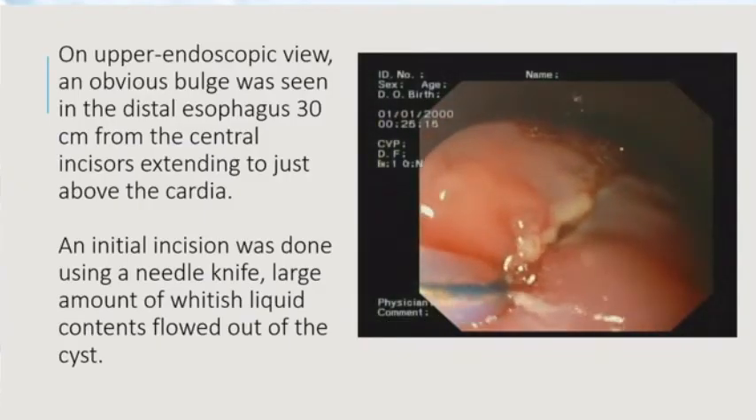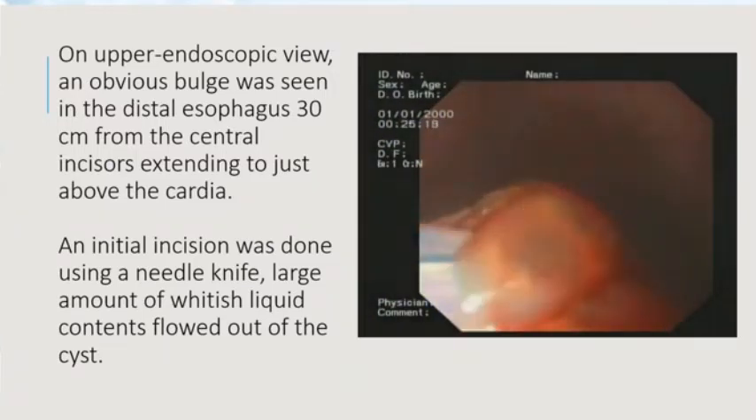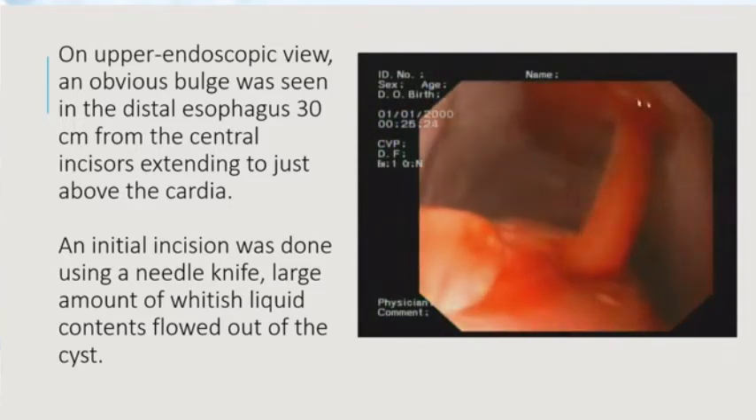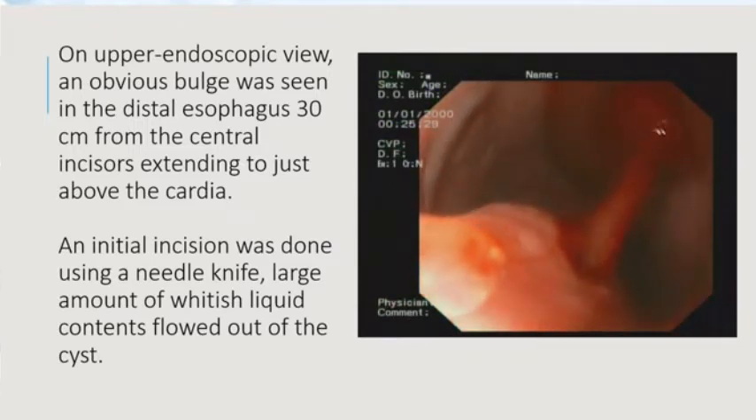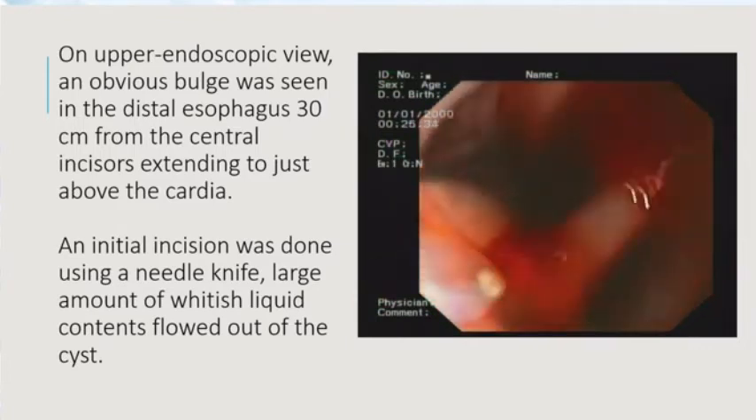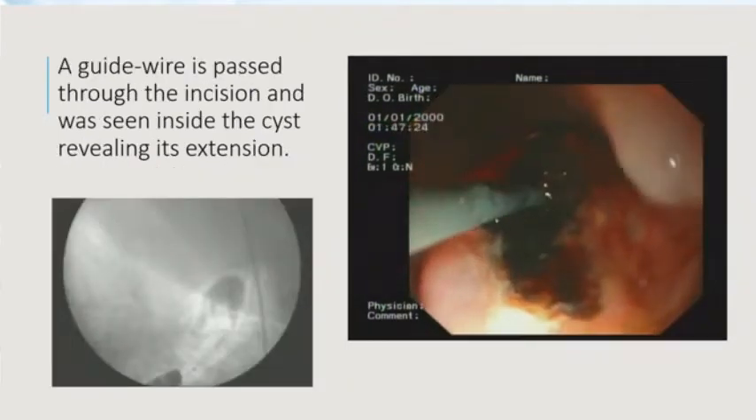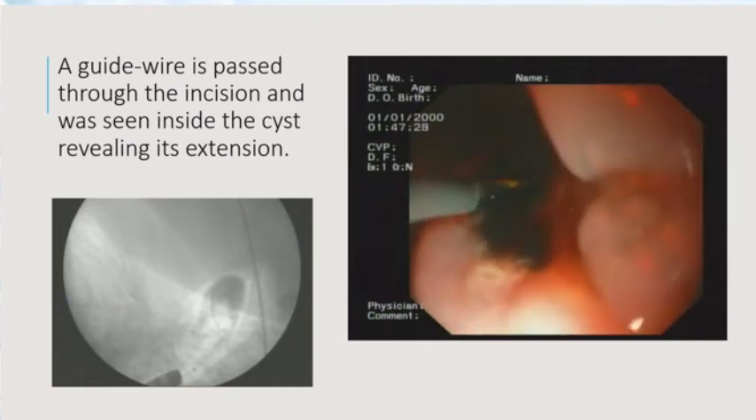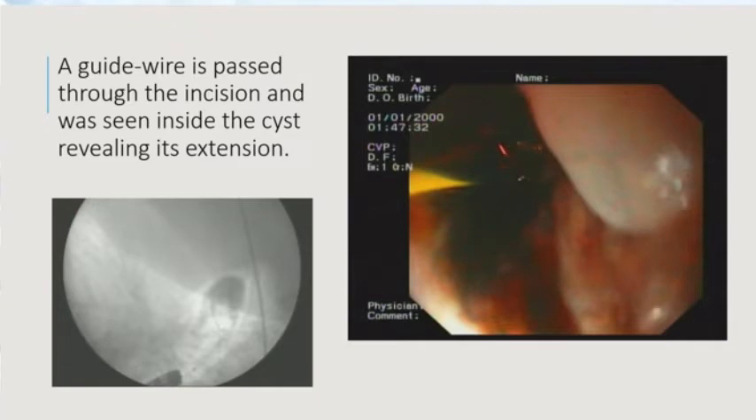Incision was done using the needle knife. After deepening the incision, a whitish fluid was coming out from the cyst. Then a guide wire was passed through the incision, revealing the extension of the cyst inside, as seen in this image.